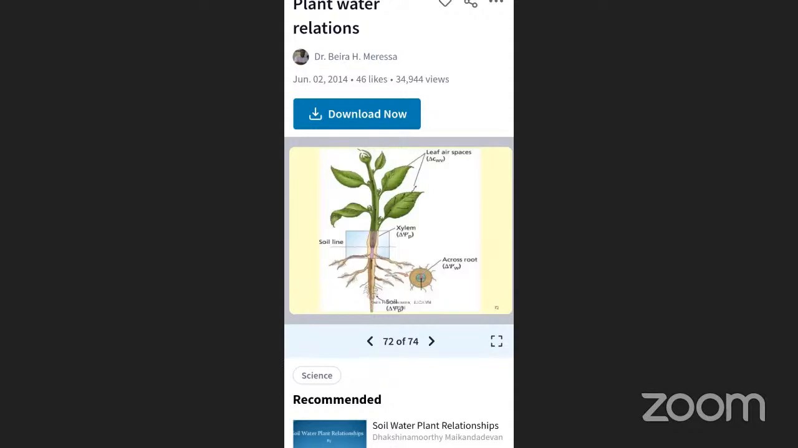So the next one is transpiration. Transpiration means the plants use hardly 2% of the total water absorbed from the soil for their metabolic activities. The remaining 98% is lost to the atmosphere by the process of transpiration. We know that only 2% of the water absorbed by the plant is used for its physiological processes, meaning metabolic activity. The remaining 98% is lost in the form of transpiration through the stomata.